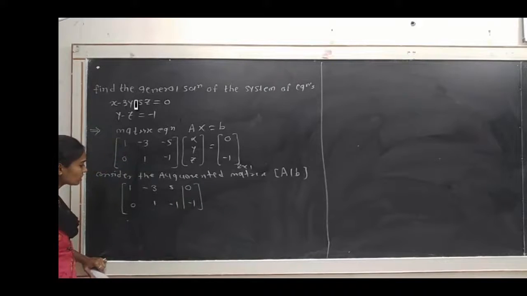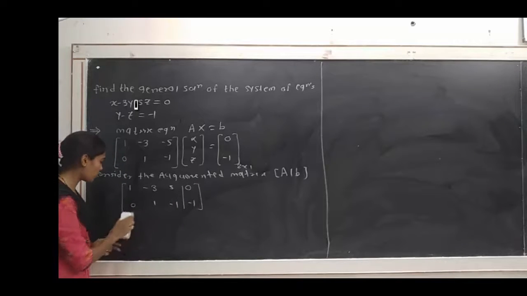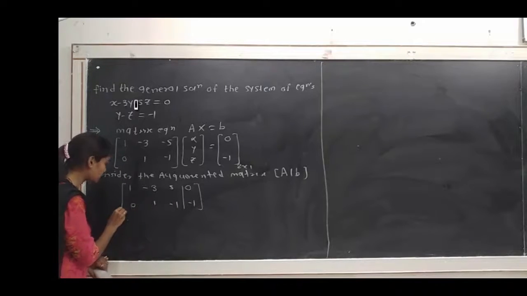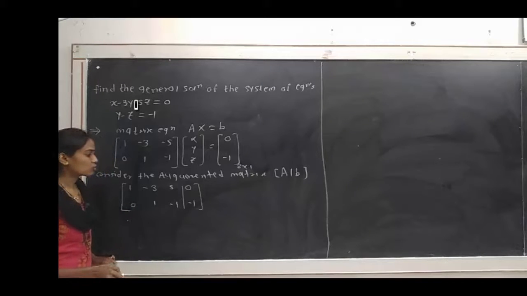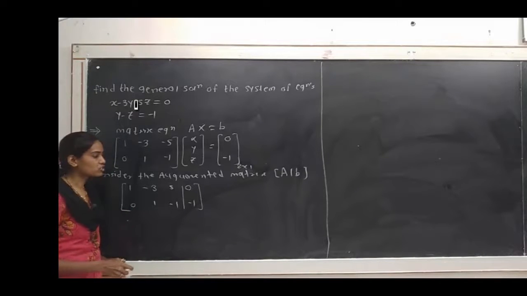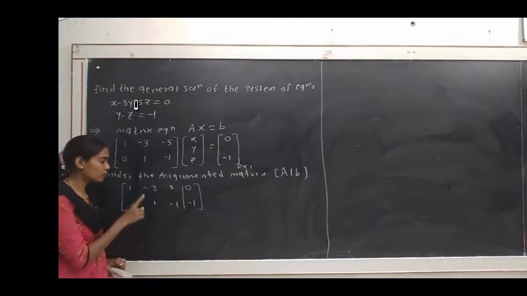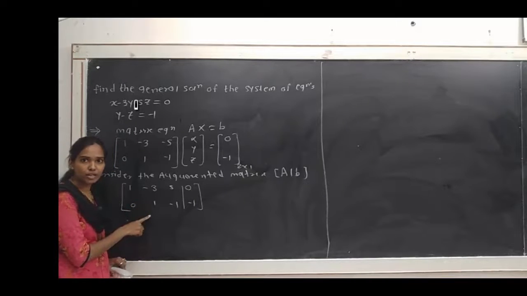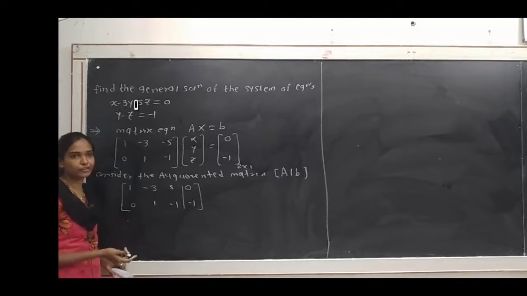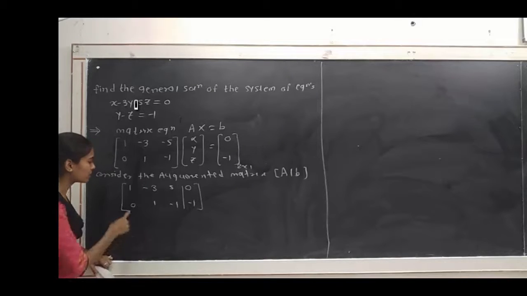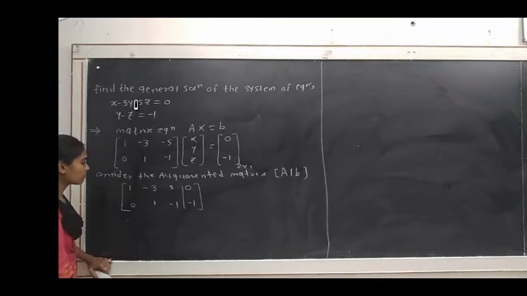This is the augmented form. Then in the next step we have to use the row echelon form, that is, using row operations we have to convert this augmented form to the row echelon or the reduced row echelon form. Here we convert the given matrix to the reduced row echelon form.